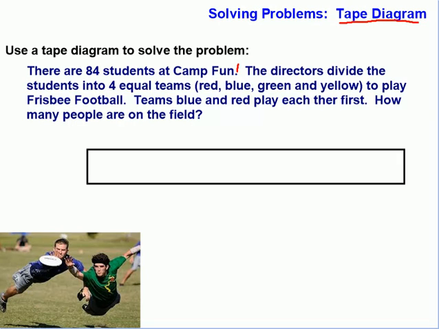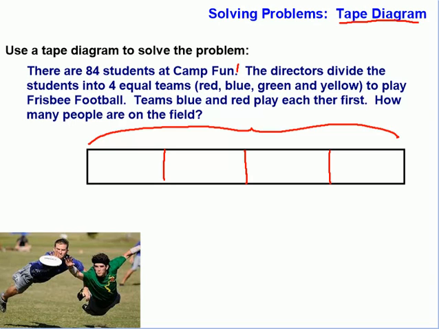So we can use a tape diagram to visualize what this looks like, to break this down into these 4 teams and how many people are going to be on each team. A tape diagram is really just a little bar. That's all there is to it. And then we divide that bar up into equal pieces. So we'll divide this up into 2 equal pieces, and then we'll divide each of those equal pieces into 2 more, and that will give us 4 equal pieces.